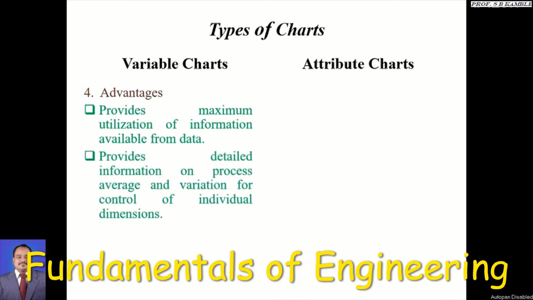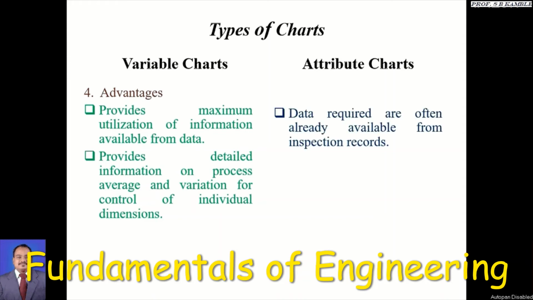And it provides detailed information on process average and variation for control of individual dimensions. If we get the variation for an individual dimension, then what precautions we have to take to control that variation, that information we can get by using these variable charts.